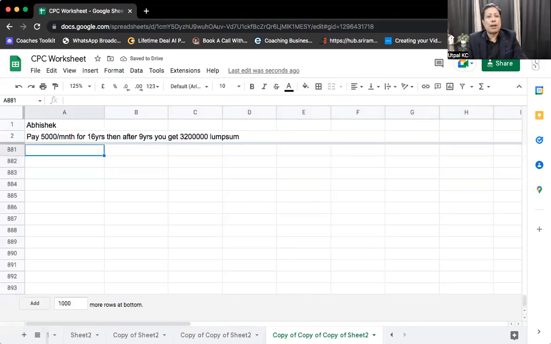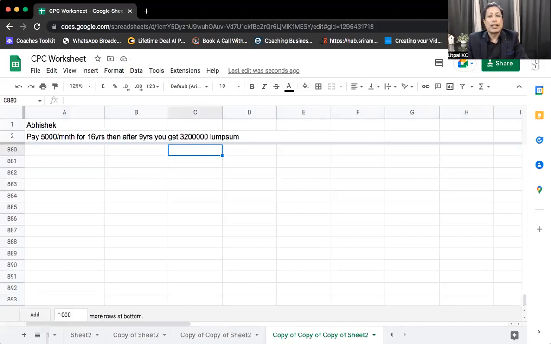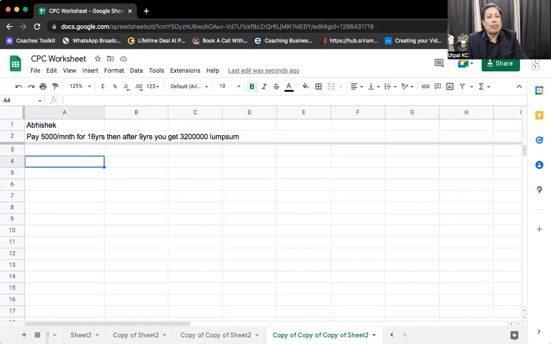Pay 5,000 per month for 16 years. Then after 9 years, you get 32 lakhs lump sum. I am not getting it, so I need to be clear. 5,000 per month for 16 years, then after that, after 9 years. From 16 years plus 9 years means total 25 years. Am I right, Abhishek?